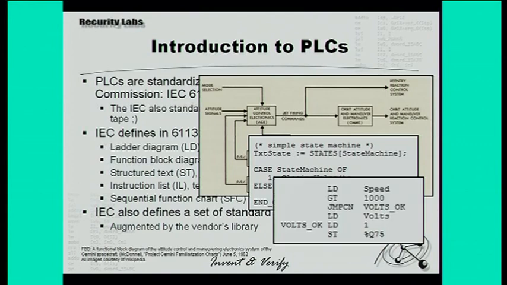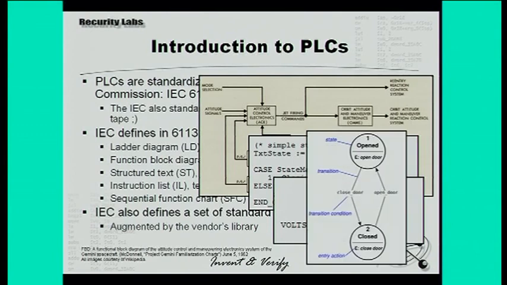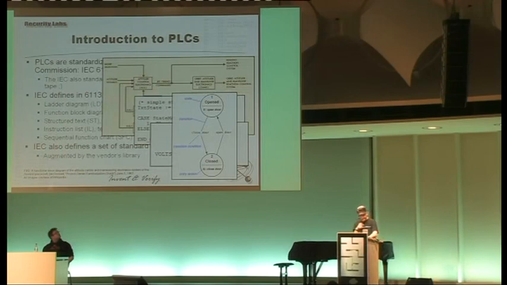Then you have the instruction list, which is the closest you can get to the feeling of an assembly. And then you have a sequential function chart. You can already see that it's fairly complicated to use a sequential function chart just to open and close a door, manually, that is.